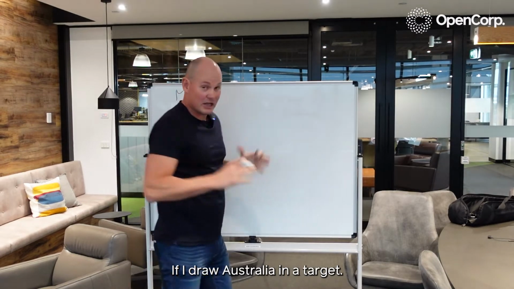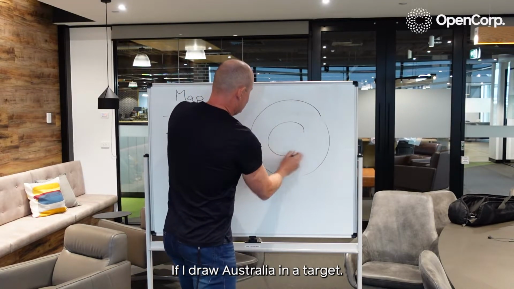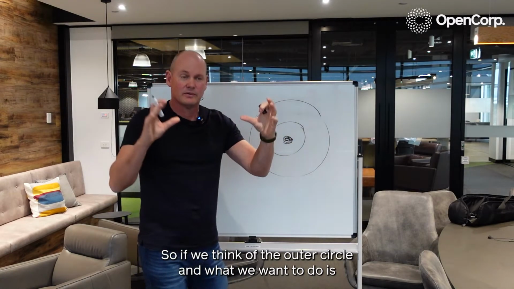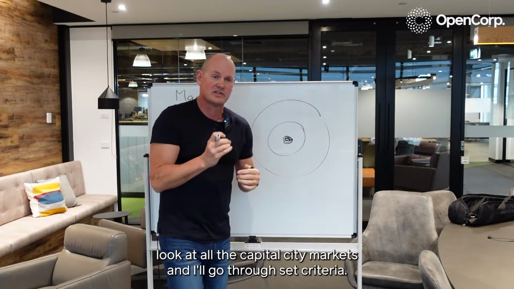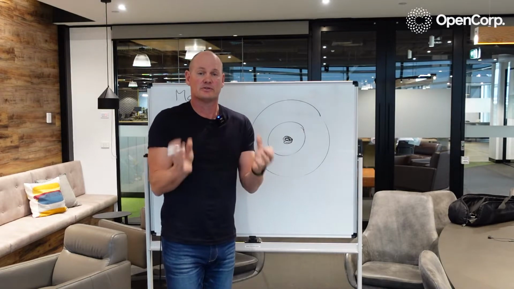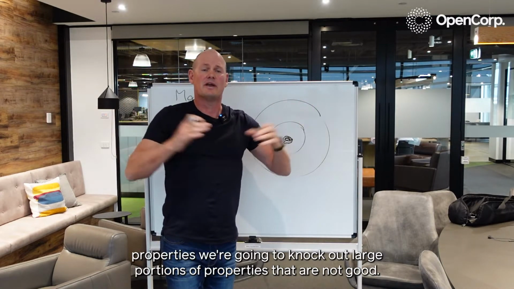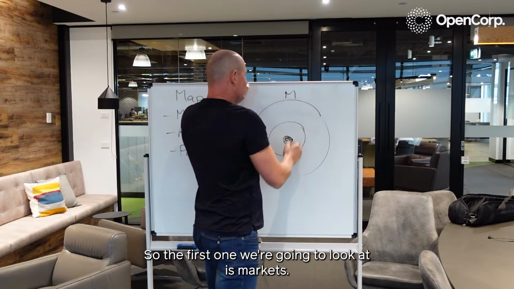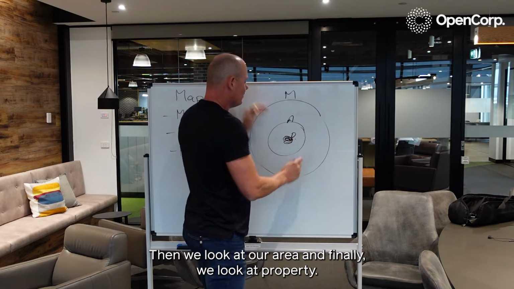If I draw out Australia in a target, so if we think of the outer circle, what we're going to do is look at all the capital city markets, and I'll go through a set criteria, and we'll teach you ways to knock out a capital city market that's not good for investment at that point in time. So out of the 10 odd million properties, we're going to knock out large portions of properties that are not good. So the first one we're going to look at is markets. Then we look at area, and finally we look at property.